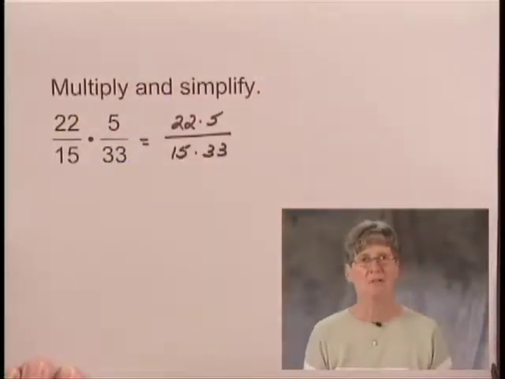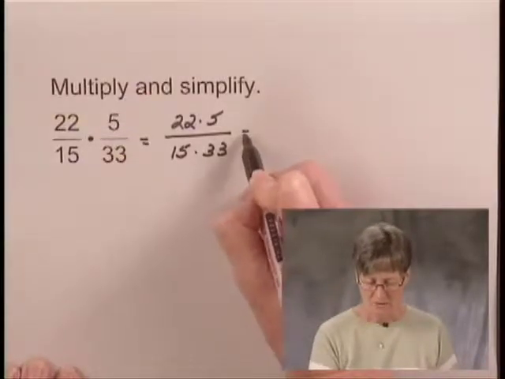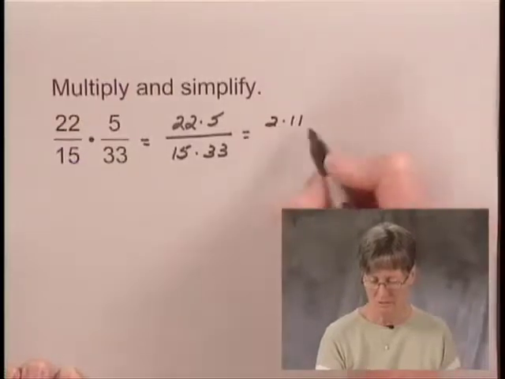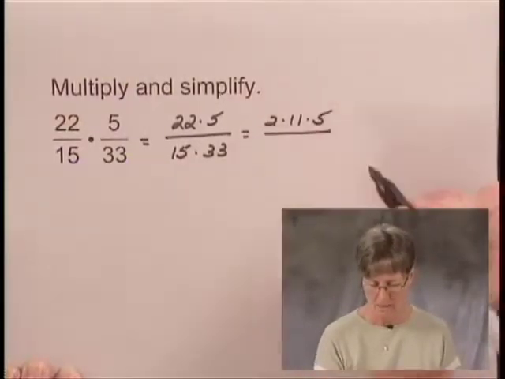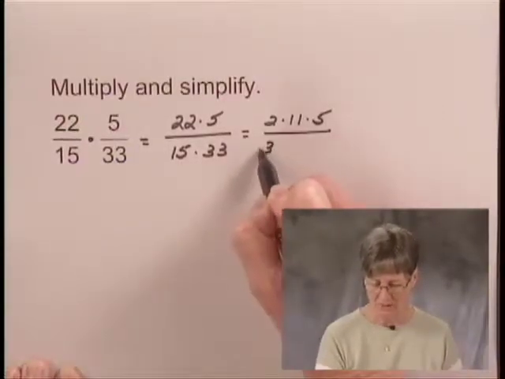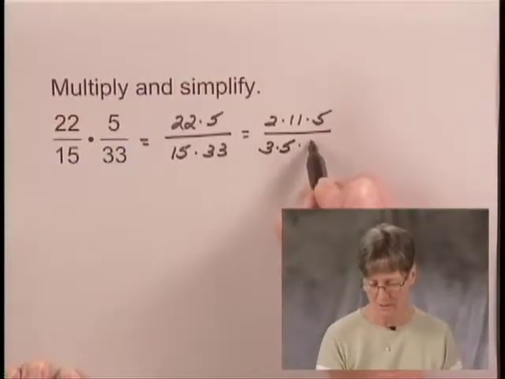And now we look to see if we can simplify this product. I'm going to factor 22. I'm writing it as 2 times 11, and then we also have the factor of 5 in the numerator. In the denominator, I can factor 15 as 3 times 5, and I can factor 33 as 3 times 11.